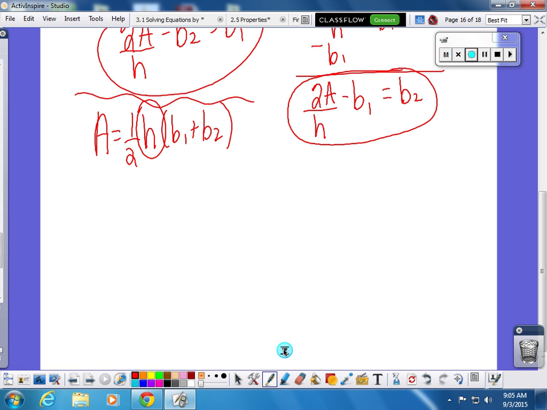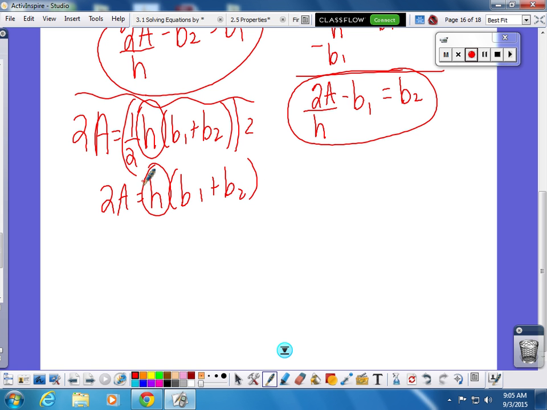What to do first? Same thing, right? Multiply by 2. If I'm looking for H, it's got some stuff in the way. And that stuff is multiplied. What would I do? Divide. Undo it, divide it. So 2A divided by the sum of the bases is equal to the height.